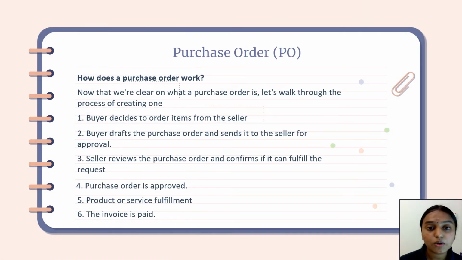How does a purchase order work? Now that we are clear on what a purchase order is, let's walk through the process of creating one. The first step is the buyer decides to order an item from the seller. Next, the buyer drafts the purchase order and sends it to the seller for approval. Next, the seller receives the purchase order and confirms if it can fulfill the request. Fourth, the purchase order is approved, and the fifth is product or service fulfillment. The last one is the invoice is paid.